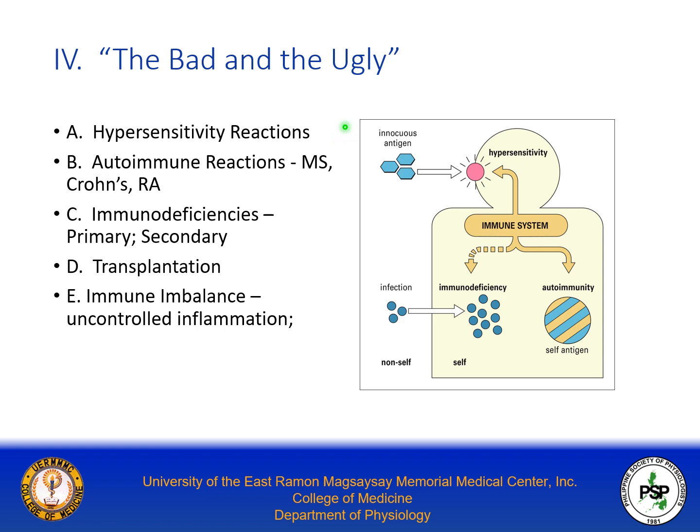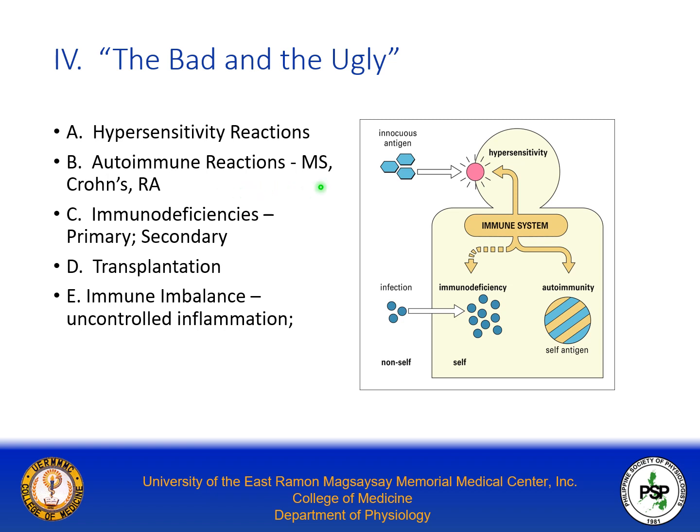Let's see the bad and the ugly of the immune system. There are three principal ways in which the immune system can fail, resulting in first, hypersensitivity reactions. Here you have an overly sensitive or overactive immune response to an antigen. And then you have your autoimmune reactions. Here, the self is misinterpreted as dangerous, causing an attack on the body's own tissues. So there is a breakdown in self-tolerance.